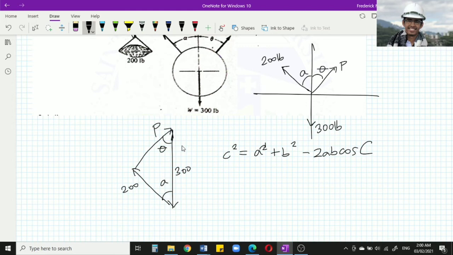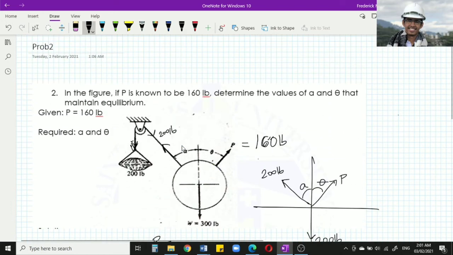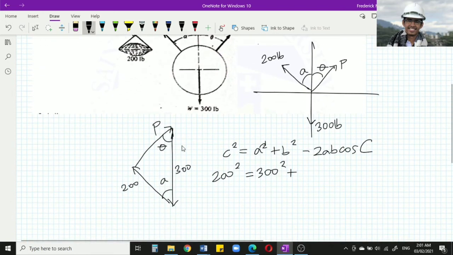Okay? So, if we have angle theta, makukuha din natin yung angle theta natin. Okay? Ano yung opposite niya will be 200. So, 200 squared is equal to yung magkabilang side niya, which is yung 300 squared plus, and yung kabila, P. Yung P natin is 200 pounds. Ay, 160 pounds. No? So, yung P natin is 160 pounds.